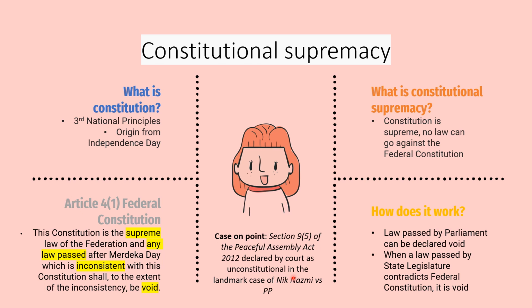A case for you to refer to, which you can Google online to read more, is the case of Nik Nazmi against Public Prosecutor. As you can see, this case is about the validity of Section 9, Subsection 5 of the Peaceful Assembly Act 2012, an Act, which means it has been passed by Parliament. However, the court found that this particular section is against the Federal Constitution. So the court declared it to be void. Do read the case if you have time.